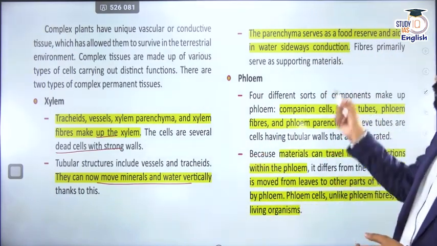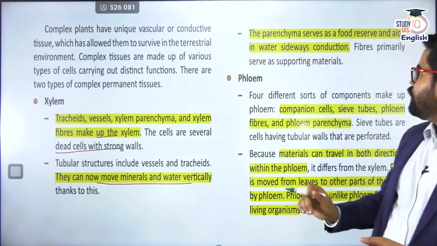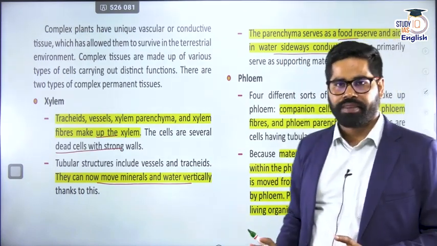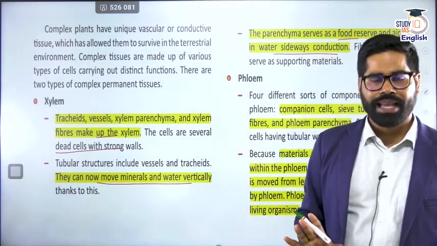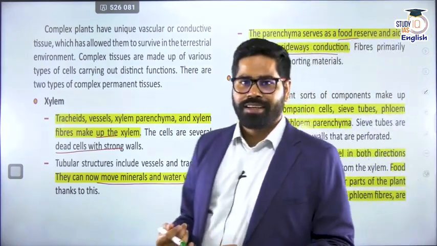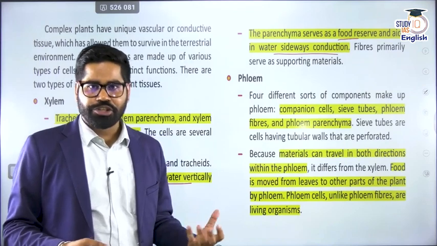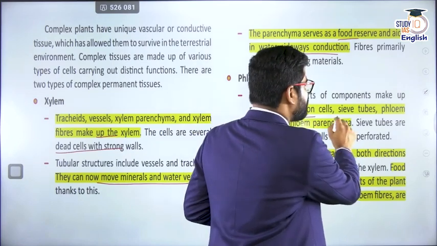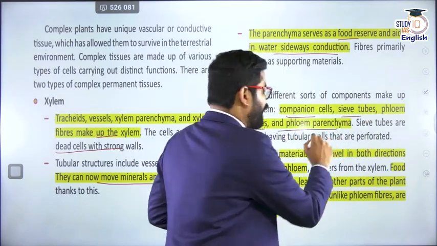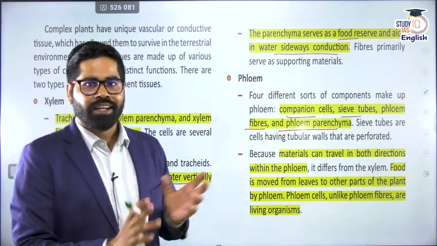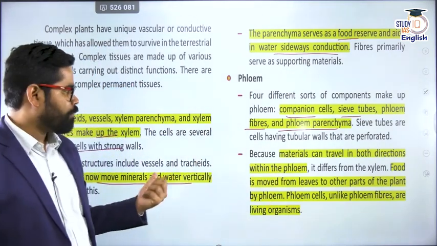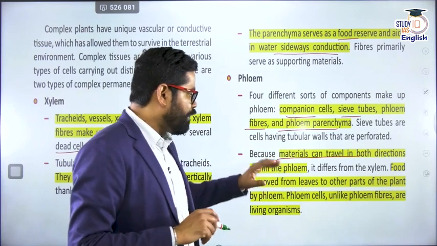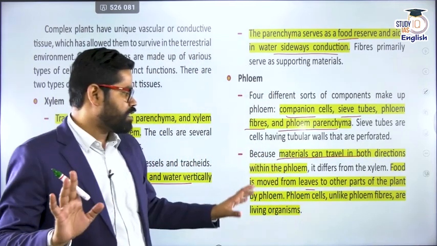Now, this parenchyma serves as food reserves and also helps in sideways conduction of water. Then at the same time, we have the last important complex tissue found in the plants. That is phloem, and again you can see we have companion cells, sieve tubes, phloem fibers and phloem parenchyma. So they come together to form this complex phloem tissue. And here you can see that materials can travel in both directions. Food is moved from leaves to other parts of the plants by these phloems.